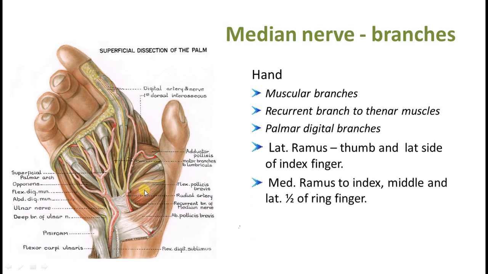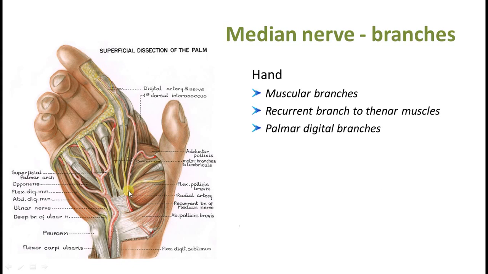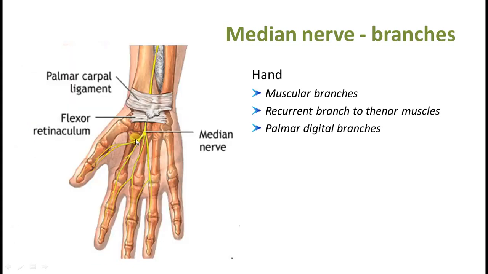Here you are able to see the first branch, which is called the recurrent branch. It is called a recurrent branch because it travels in the reverse direction. It is this recurrent branch which will supply your thenar muscles: abductor pollicis brevis, flexor pollicis brevis, and opponens pollicis. These muscles form the thenar eminence. So the median nerve will supply these muscles.